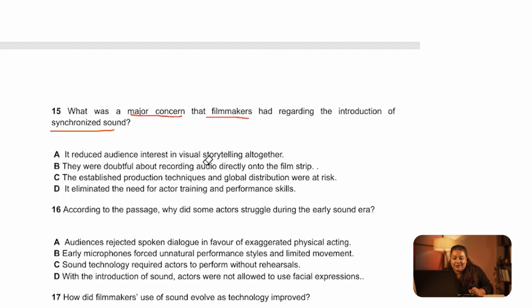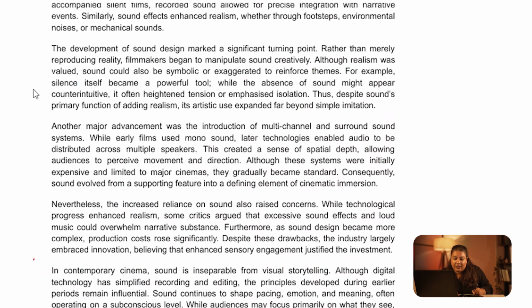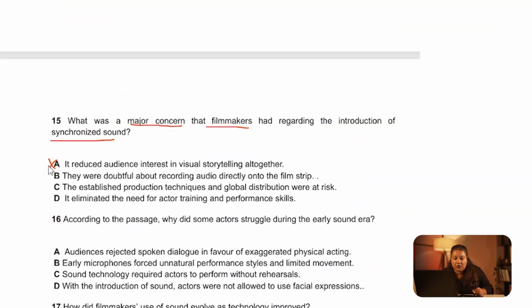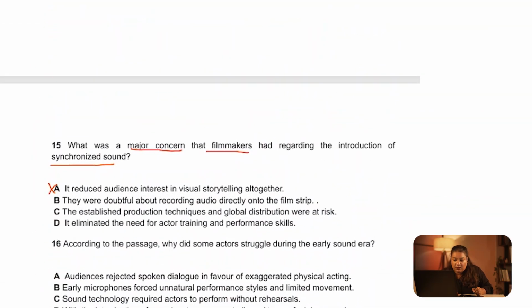It reduced audience interest in visual. No, we do not have anything talking about audience here. We'll eliminate that. Doubtful about recording audio directly onto the film strip. We do have it here, but it actually tells us that they were able to successfully do it. This part clearly tells us that they were recording it directly and it did improve timing accuracy. But here it says they were doubtful. No, that is contradictory information. So let us eliminate this option.